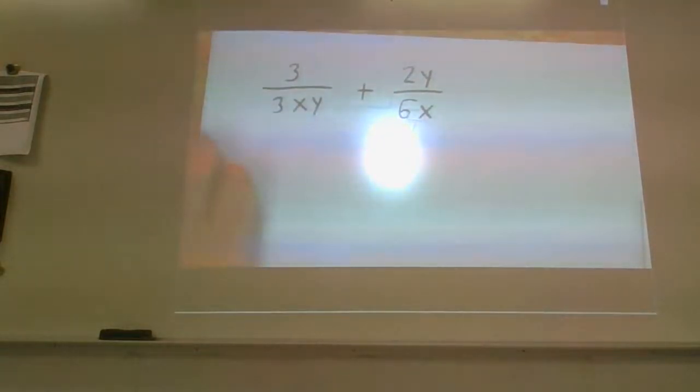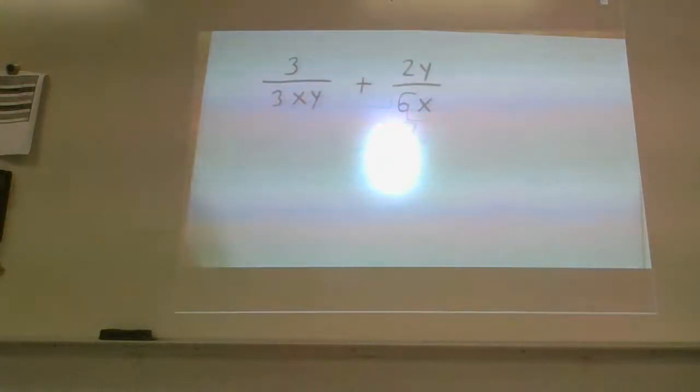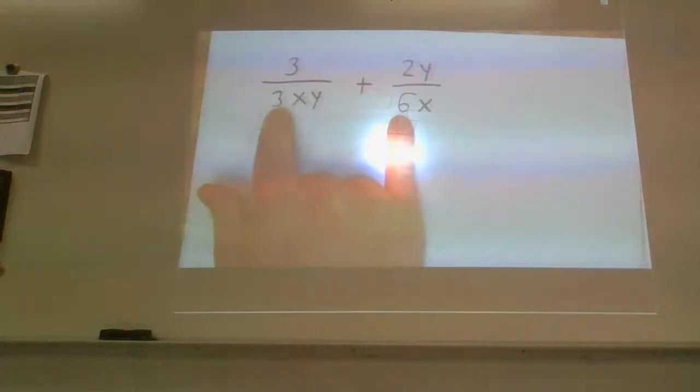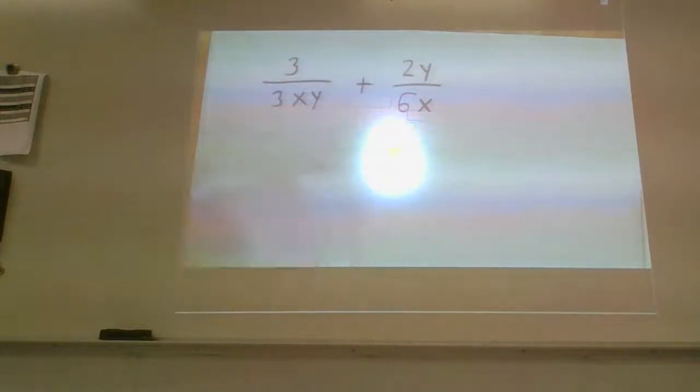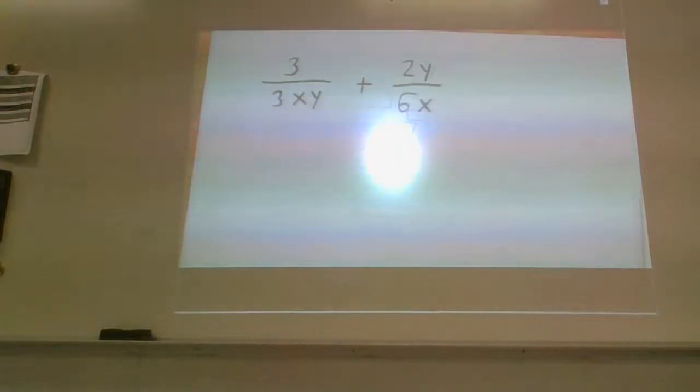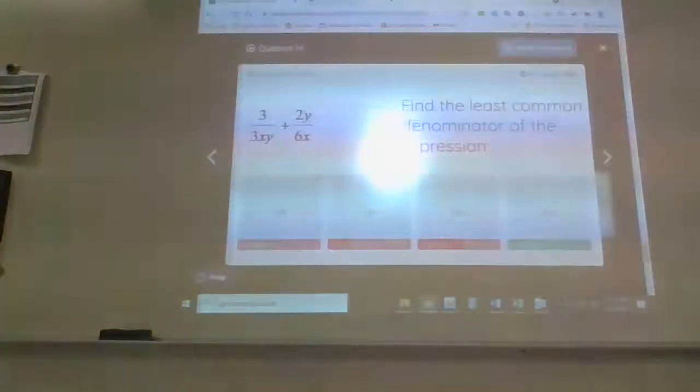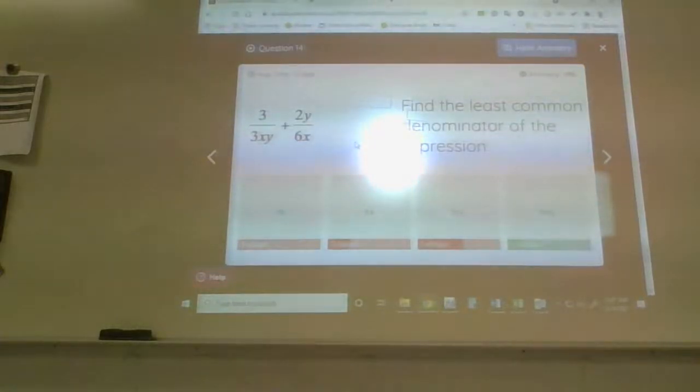On this particular problem, we have to see what they have in common and what they don't have in common. They clearly both have an x in common. They both clearly have a 3 in common as well. But this is a little bit of a trick question. I think I know why most people got this wrong. I want to see what you chose. Ah, okay. Most people chose 3xy.